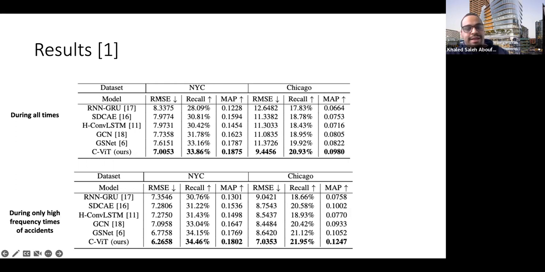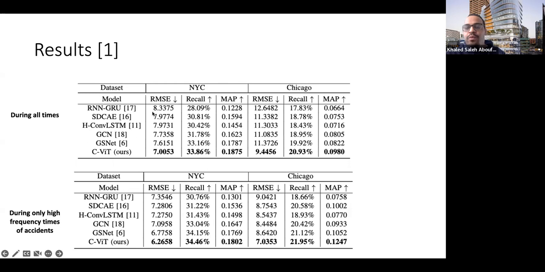And as you can see from these results, we have outperformed GSNet, which, to the best of our knowledge, was the best performing one before us. So we were able to outperform them quite reasonably on the two datasets, and in some cases by a huge margin, like in the Chicago dataset. In New York City, we managed to have comparable or slightly better performance than them, but the more major performance boost was in the Chicago dataset.